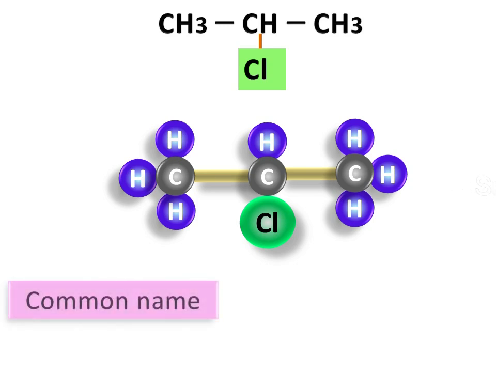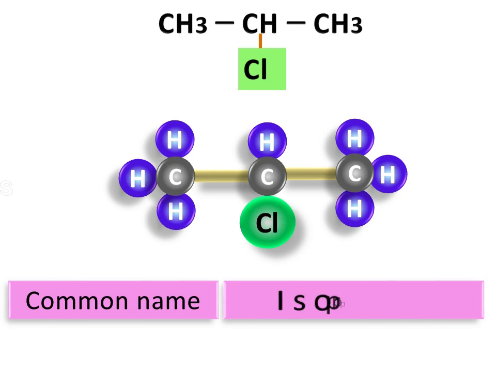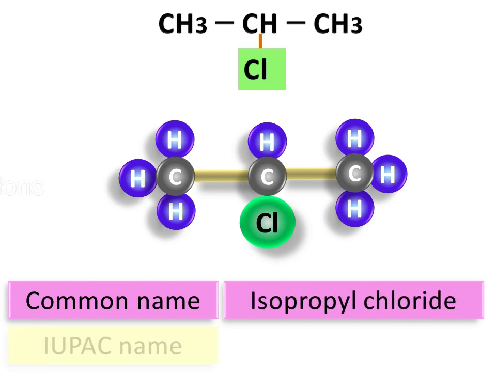1 hydrogen atom is replaced by chloride. Then its common name is isopropyl chloride.